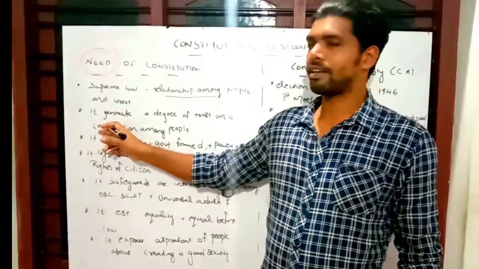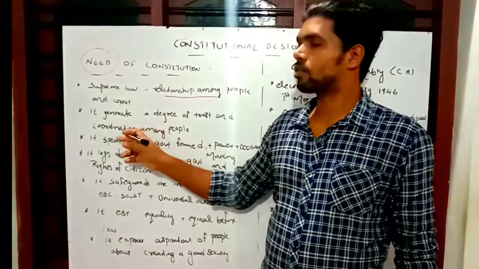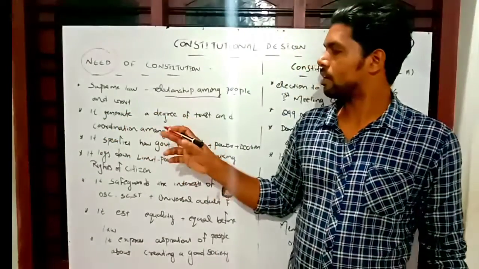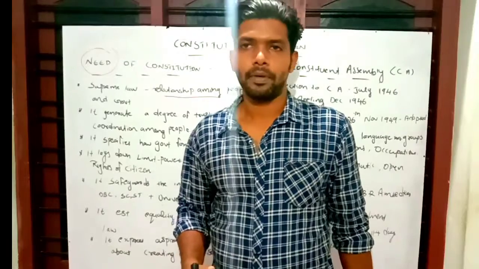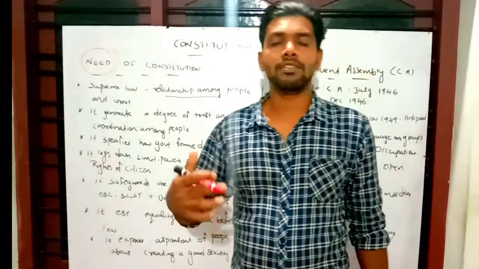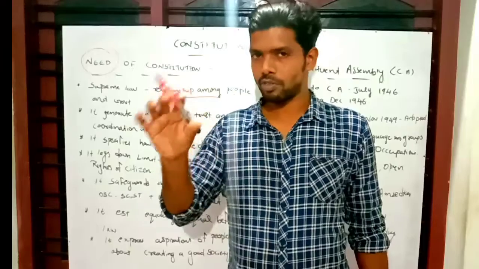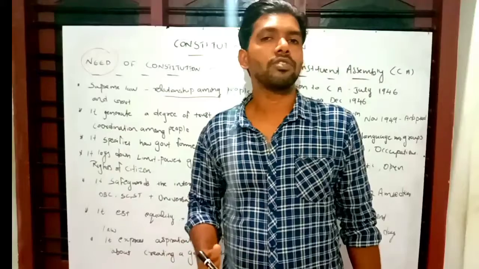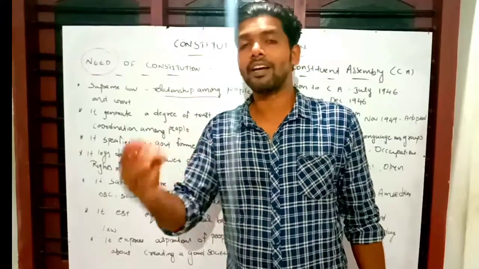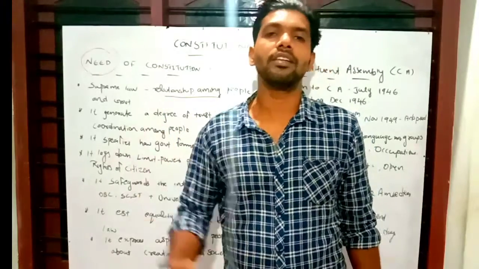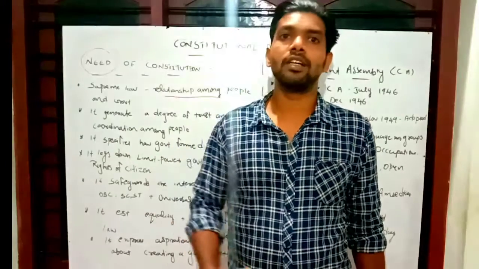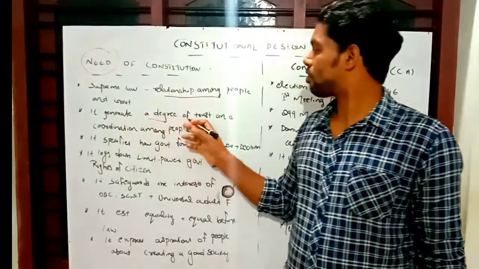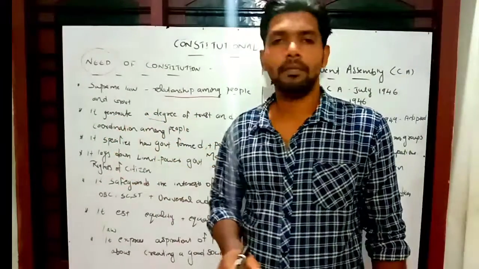First need: it generates a degree of trust and coordination among people. That coordination and mutual trust is compulsory for a nation, and it is created by a constitution. It controls and guides the society, and it controls and guides the government. It is a powerful legal document in a nation. A constitution generates a degree of trust and coordination among the people.